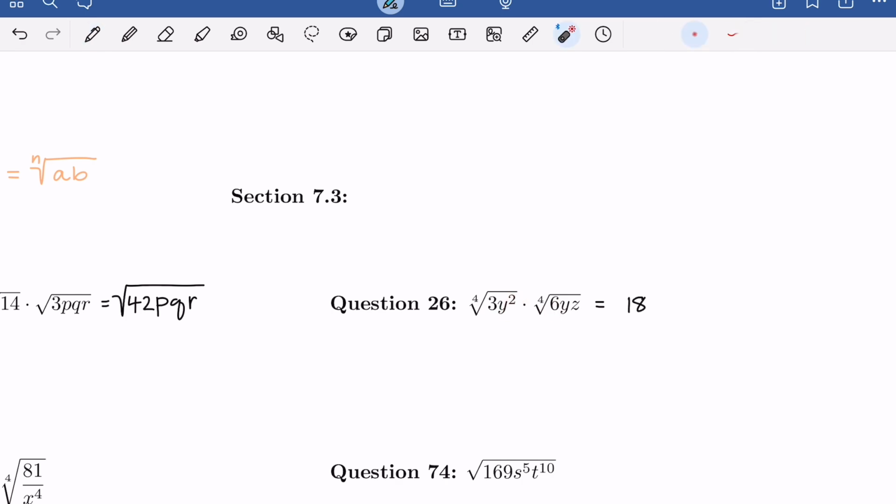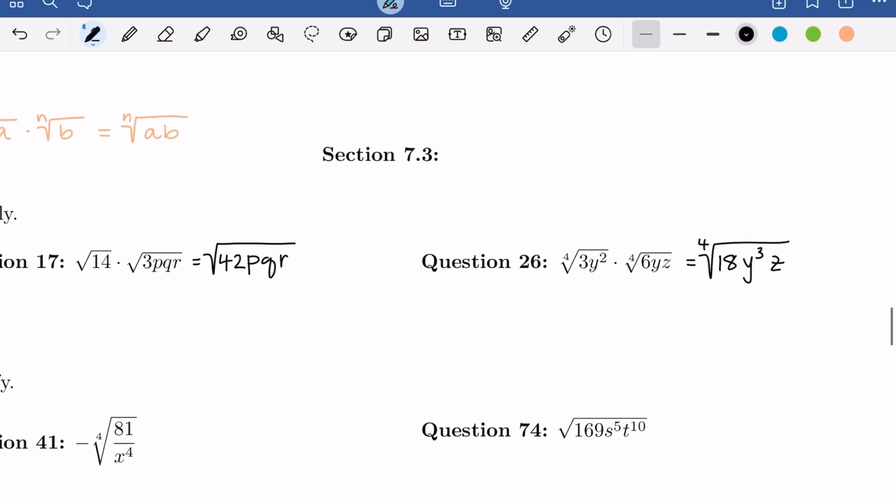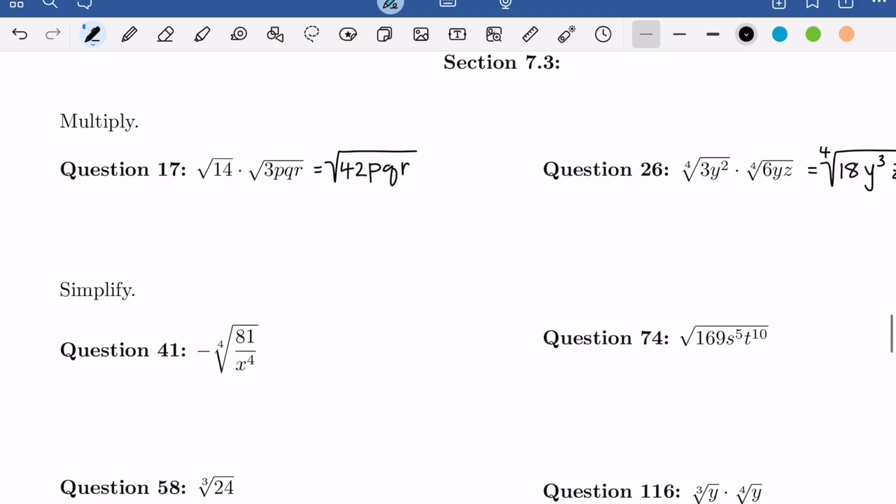Then we have y squared times y, so these we can multiply and we're going to get y cubed, and then we still have this z here, and this is all under the 4th root. So that would be our final answer for that one using our product rule. All right, so let's look at the next several questions here.